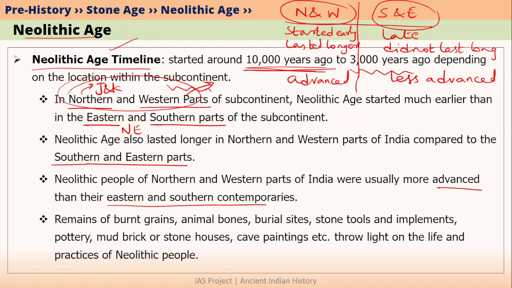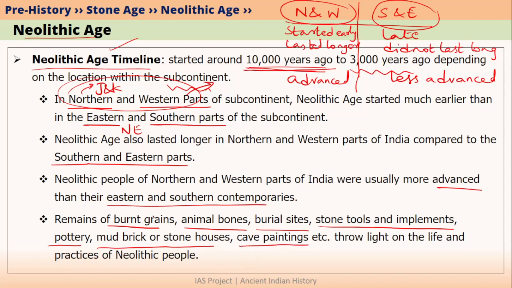If we want to study about Neolithic Age people, we have archaeological remains. What kind of archaeological remains are there? They are nothing but burnt food grains, animal bones, burial sites, stone tools and implements, their pottery, mud brick houses or stone houses Neolithic Age people have built, and Neolithic Age cave paintings.